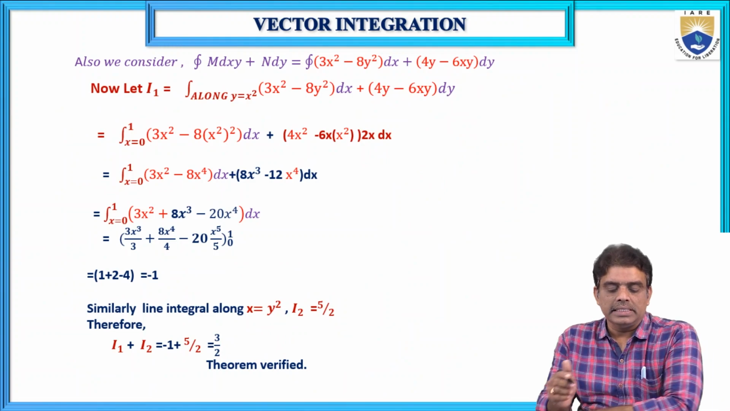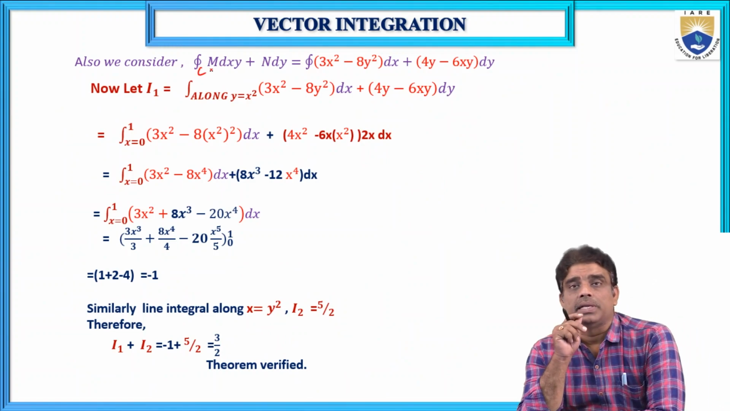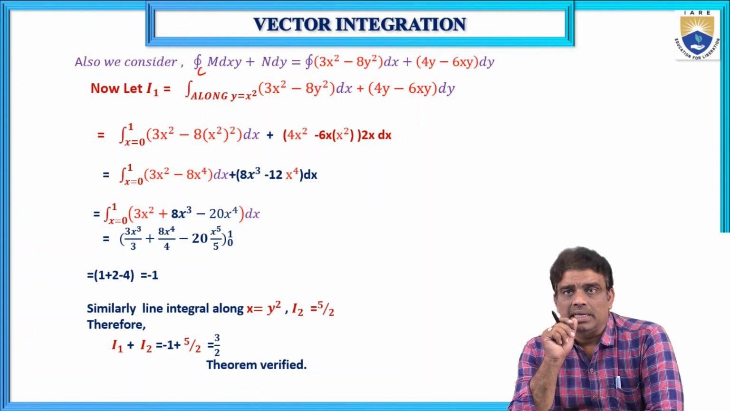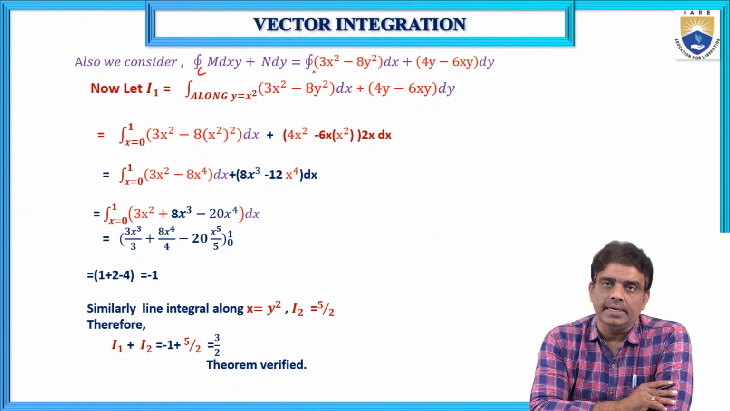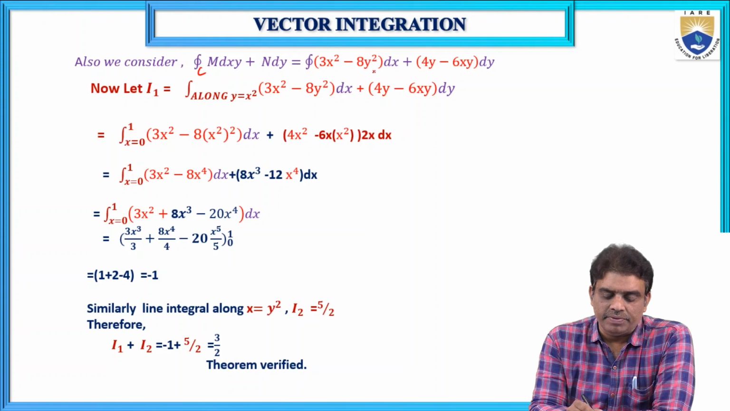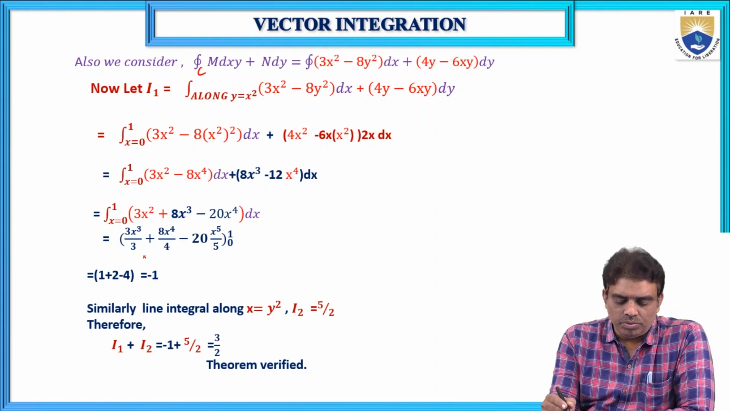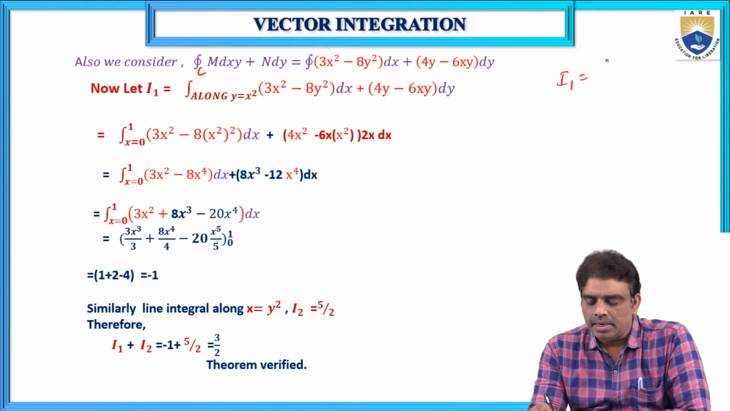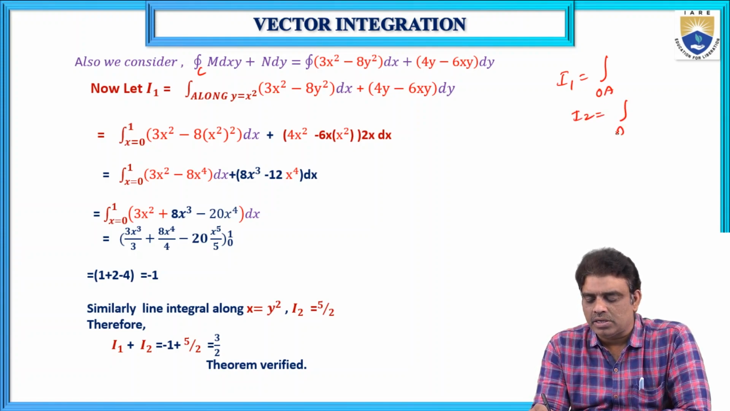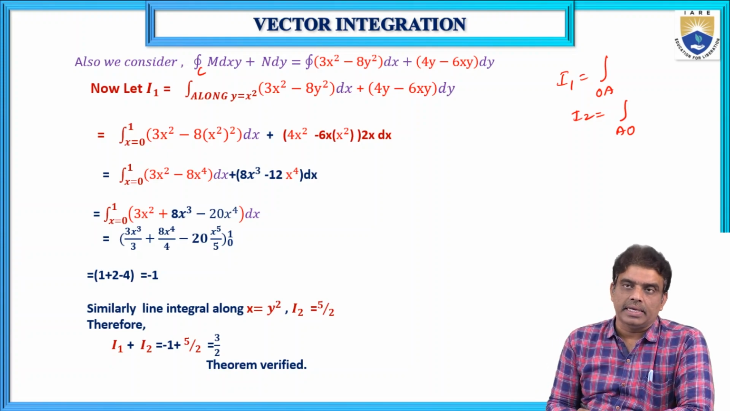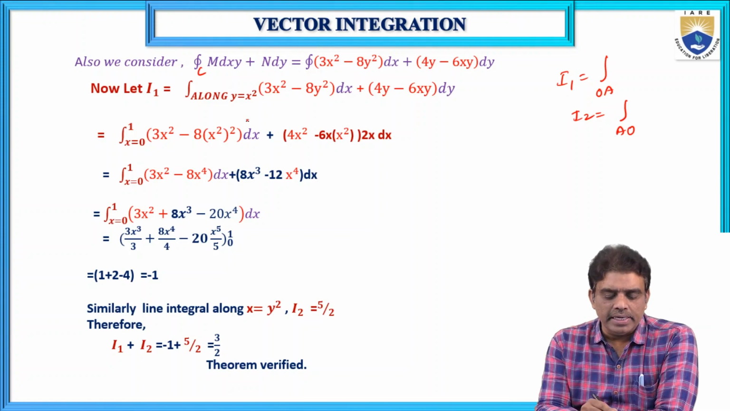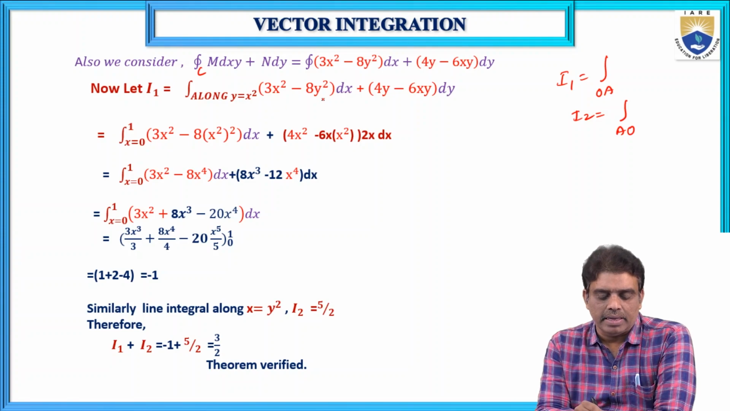So now consider the integral over the curve C, M dx plus N dy, that is equal to the integral over the closed curve C of 3x square minus 8y square dx plus 4y minus 6xy dy. Now I am assuming I1 and I2, where I1 is the integral along OA and I2 is the integral along AO. There are two integrals, along OA and along AO. Along y is equal to x square, that is 3x square minus 8y square dx plus 4y minus 6xy dy.